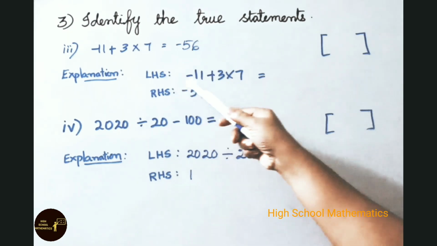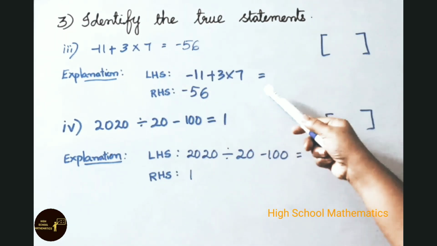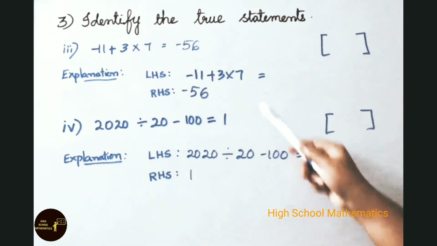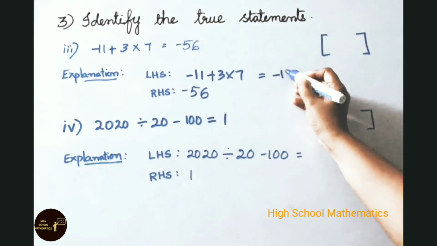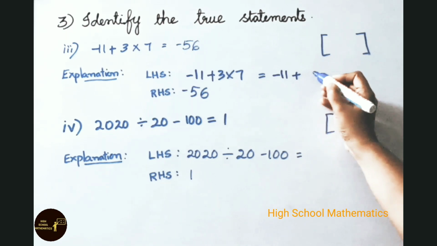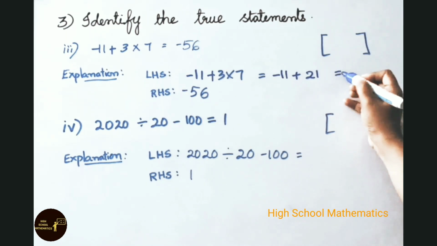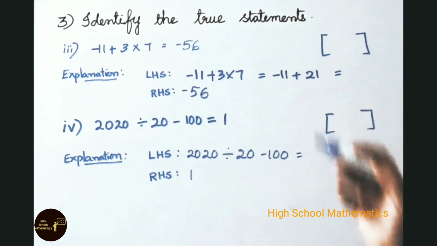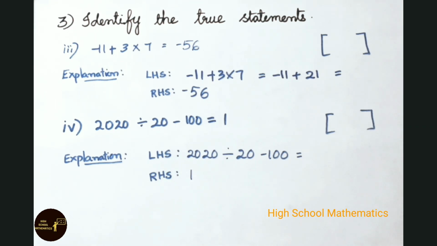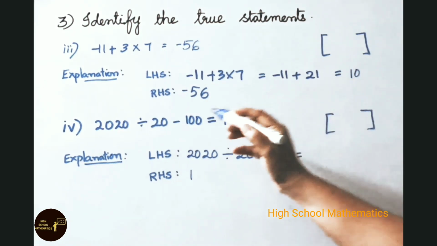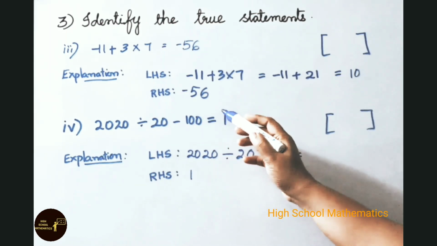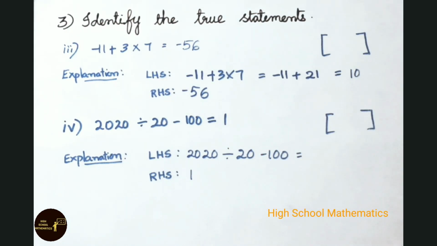Let us take LHS part, minus 11 plus 3 into 7. First we have to do multiplication according to BODMAS rule. So write down minus 11 plus 3 sevens are 21. That equals to, here both are having opposite sign, we have to do subtraction. 21 minus 11, that is 10. But here RHS is minus 56, so both are different. So the answer is false.